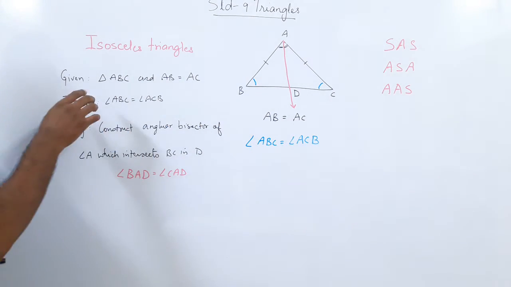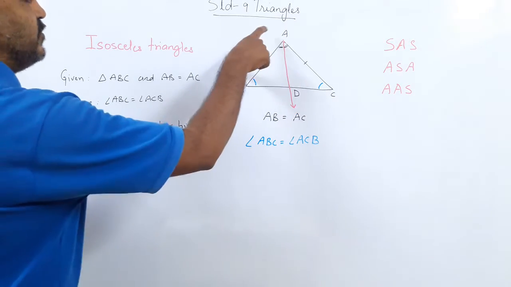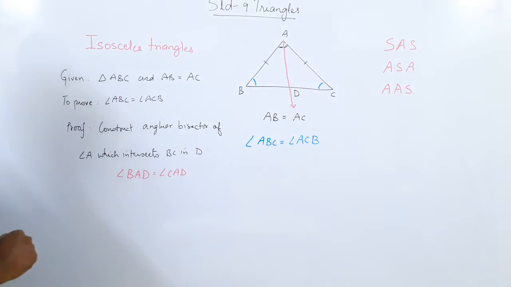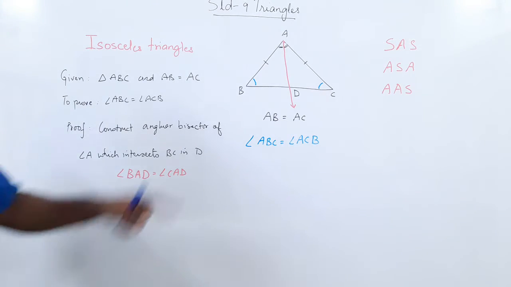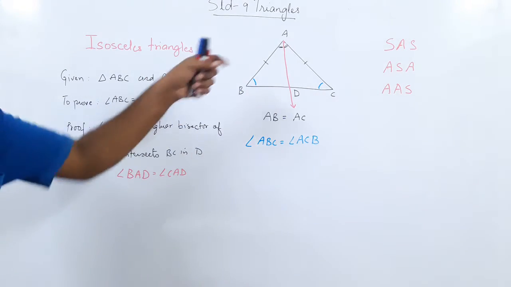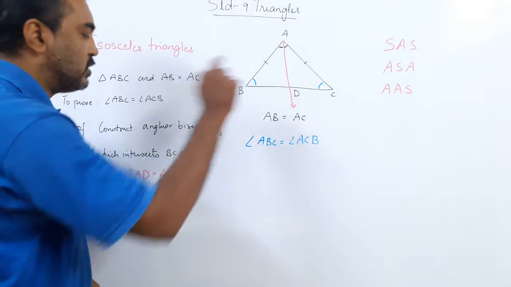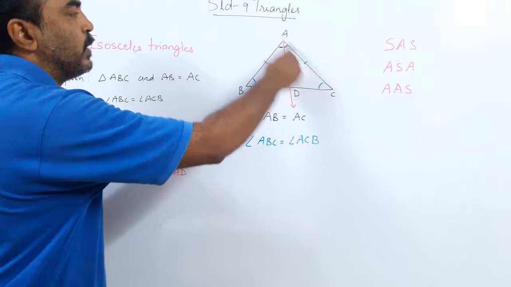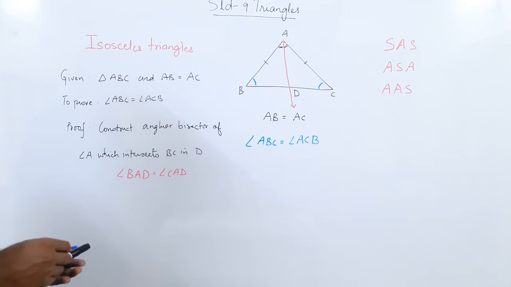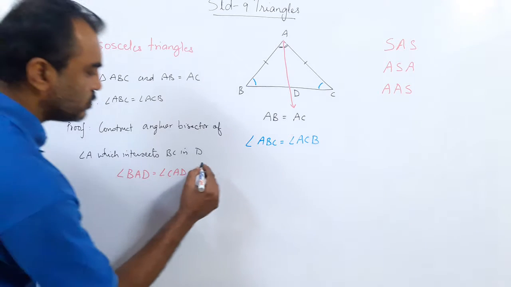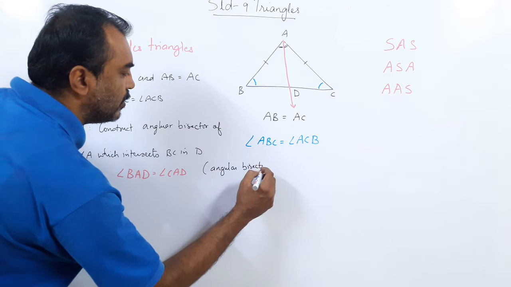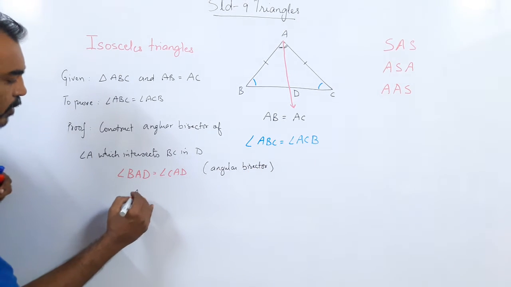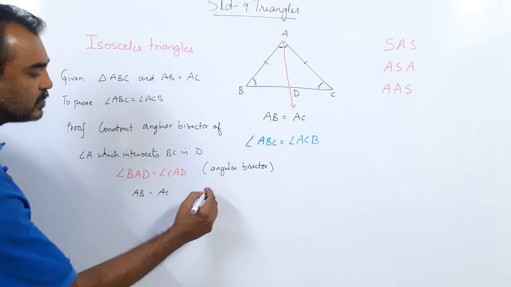So we start again. What are we given? We are given a triangle ABC in which AB equal to AC, that is given, and we have to prove the angles opposite to them are also equal. So what I did by construction, I drew the angular bisector of angle A which intersects BC in D. So this is the point D. Now angle BAD equal to angle CAD. Why? Because by construction it is the angular bisector. So angular bisector divides the angle into two equal parts. We also have AB equal to AC, which is given to us.